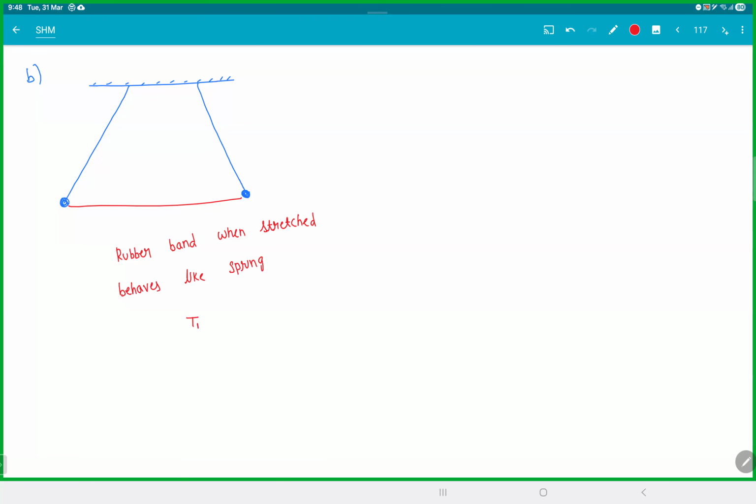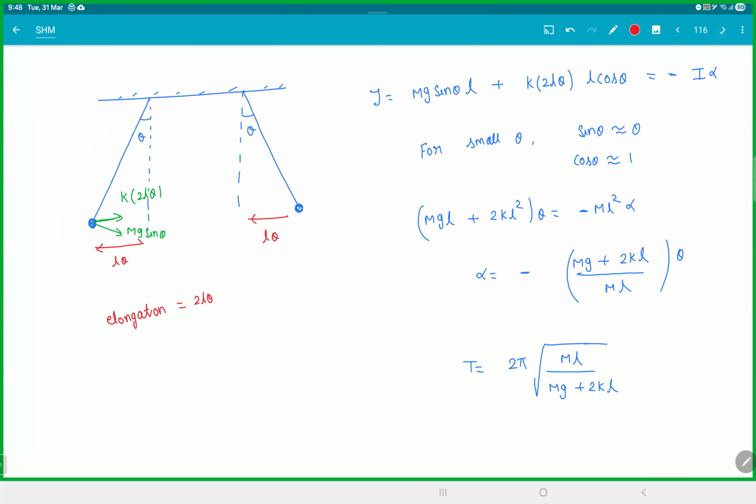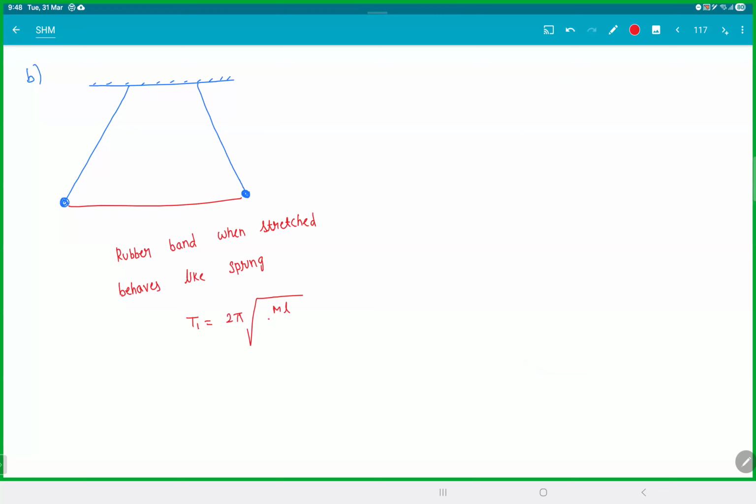So this time period will be T1, which you just derived, 2 pi root over. That's what makes this really good. You have to do that problem with the rubber band. But when both of them come towards each other, this rubber band simply becomes loose. There's no tension. So they just behave like regular pendulums.